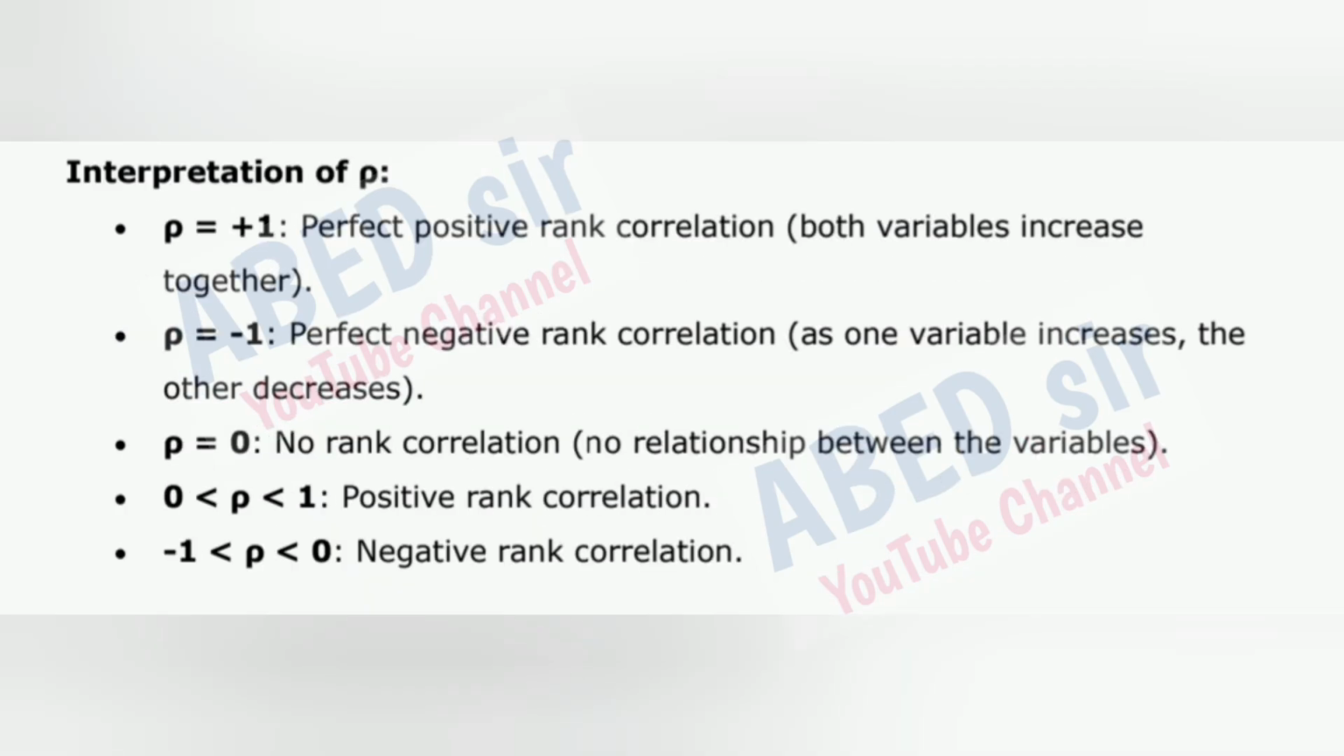Interpretation of ρ. ρ is equal to +1: perfect positive rank correlation. Both variables increase together. ρ is equal to -1: perfect negative rank correlation. As one variable increases, the other decreases. ρ is equal to 0: no rank correlation, no relationship between the variables. 0 < ρ < 1: positive rank correlation. -1 < ρ < 0: negative rank correlation.